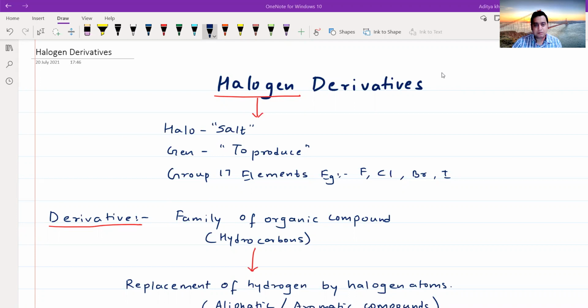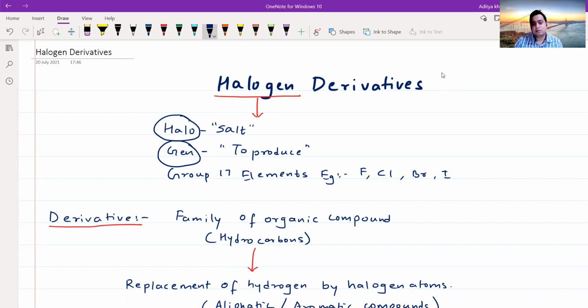Here I have written, first of all, what do you mean by halogen? Halogen can be broken into two parts. First is halo, which is a Greek word. Halo means salt and gen means to produce. So halogens are those compounds which actually form salts when they react with metal. That's the reason they are called halogen.